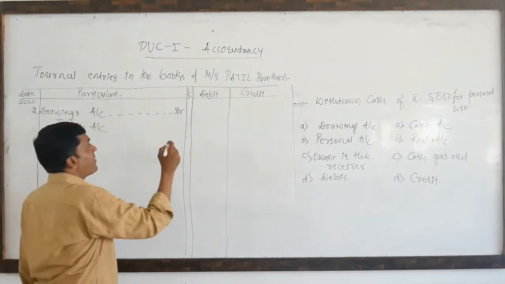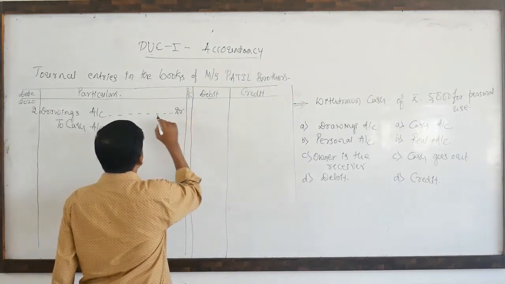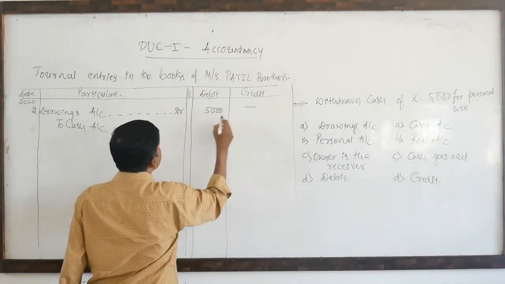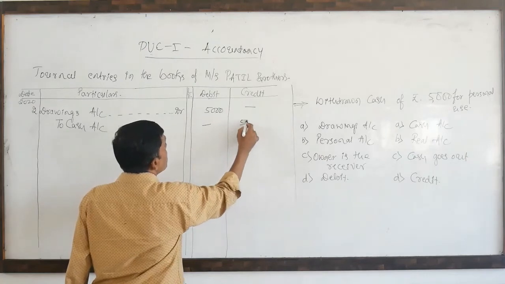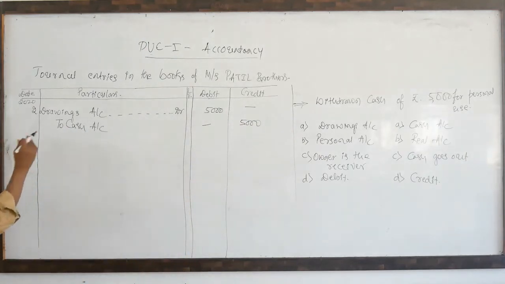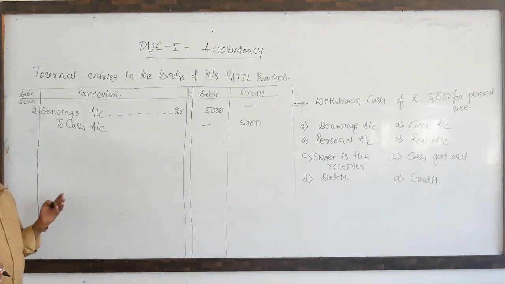What is the amount? 5,000. So 5,000 amount, here the debit amount is to be written on the debit column. Credit amount is to be written on the credit column. So as I said in the last video, this journal entry is not complete if the narration is not written. We need to write narration.